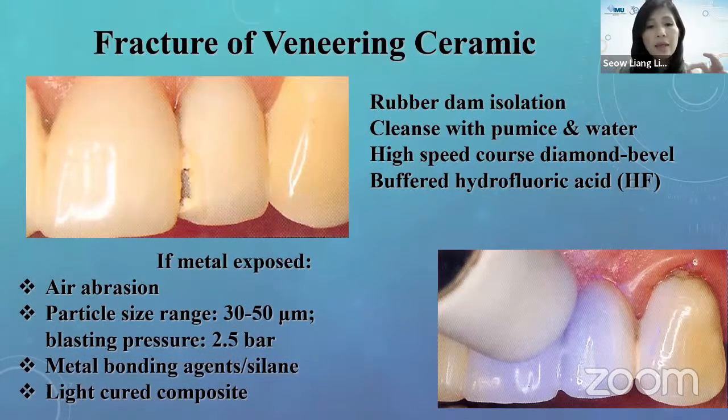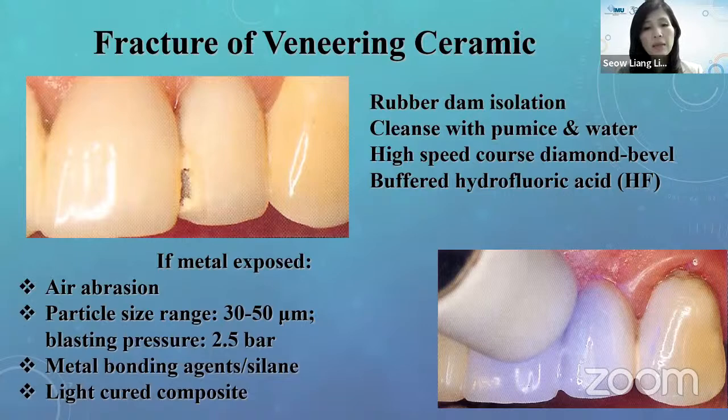The particle size has to be small because you don't want to create micro cracks in your ceramic. So in general, we say around 50 micron aluminum oxide. And the blasting pressure as well, keep it low, no more than 2.5 bar. And then if you have metal bonding agent in your clinic, better still. You can use metal bonding agent.